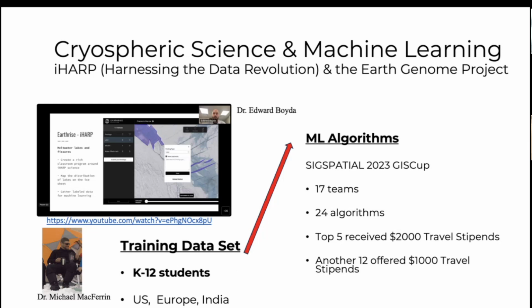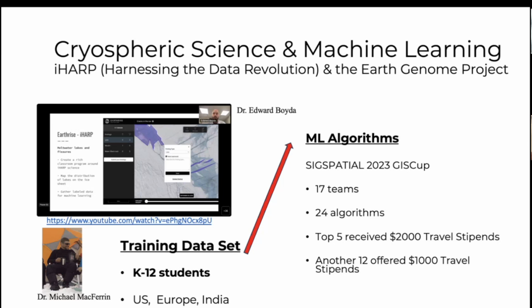But however, while that initial project and then that paper concluded, this data was used for another project. This was IHARP, an institute in the United States that I was a part of, that's harnessing the data revolution for cryospheric sciences. That data was used as a training data set where K through 12 students from all over the world helped to define features on this imagery. And that was used for machine learning algorithms for a SIGSPATIAL 2023 Cup.